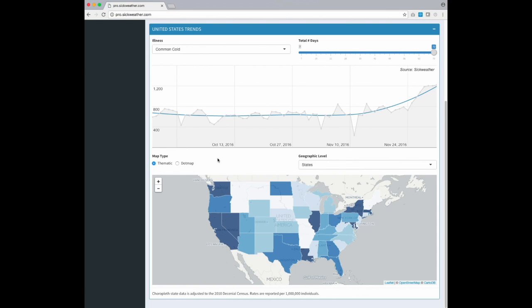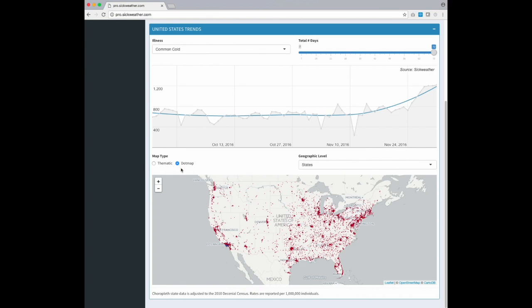At the national level, users can break down Sickweather data by state, as well as by designated market area, or DMA. In addition, a dot map provides a more local visualization of Sickweather data.